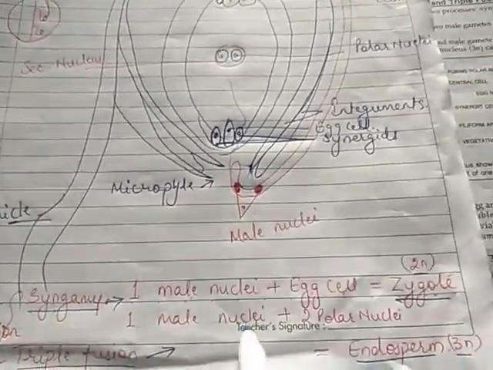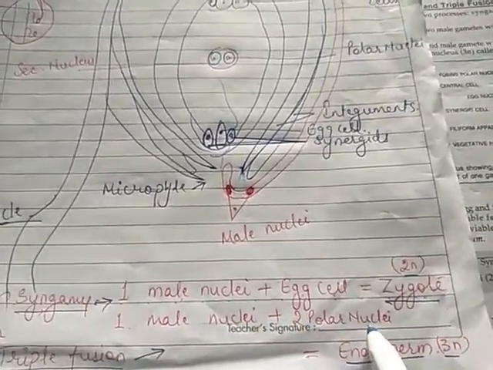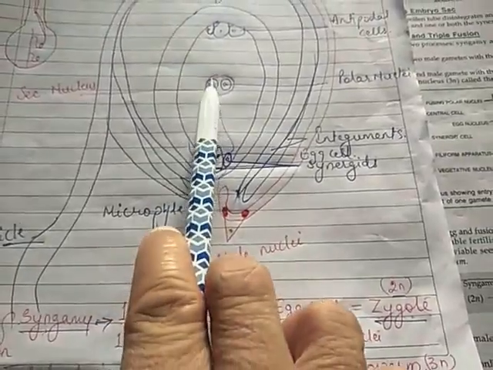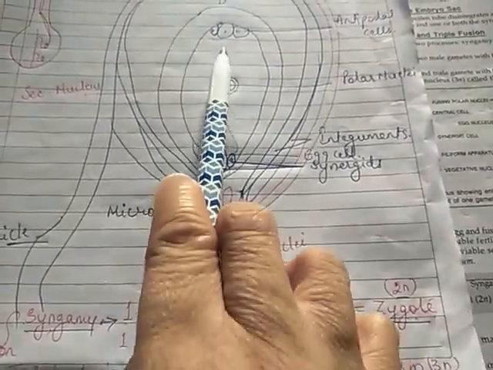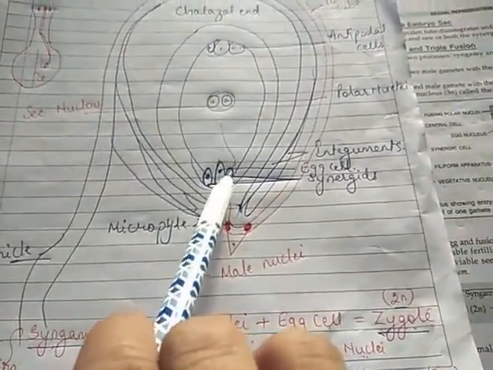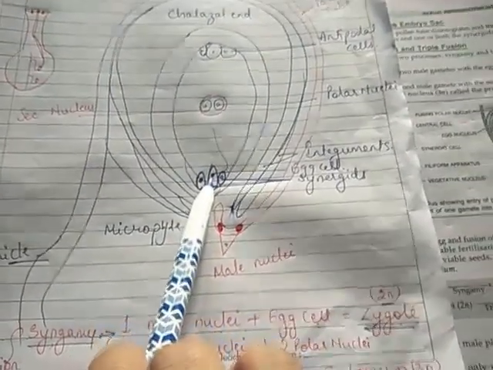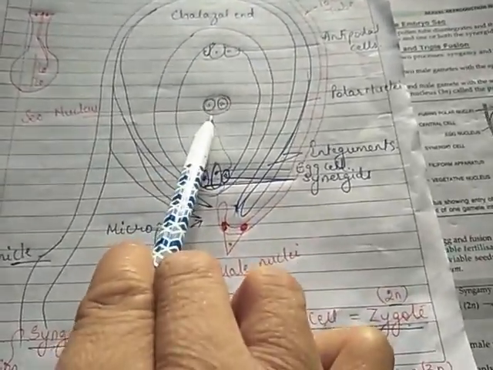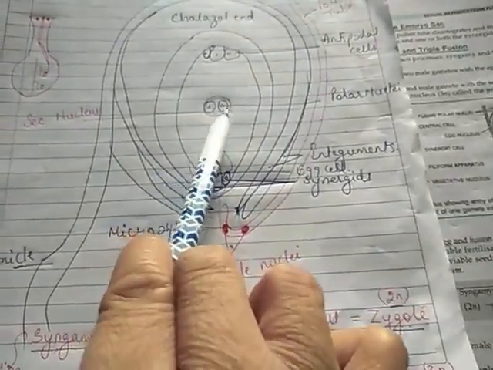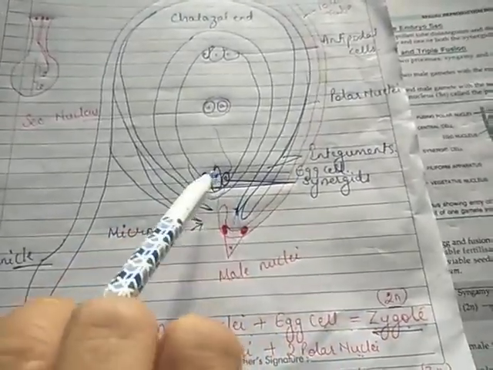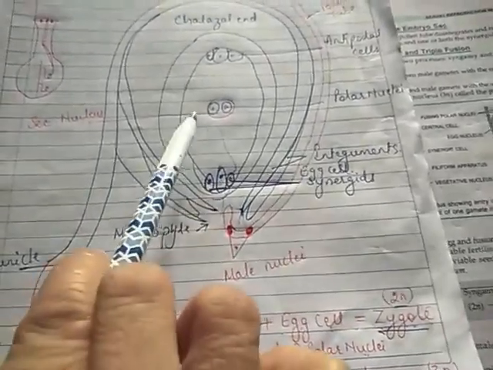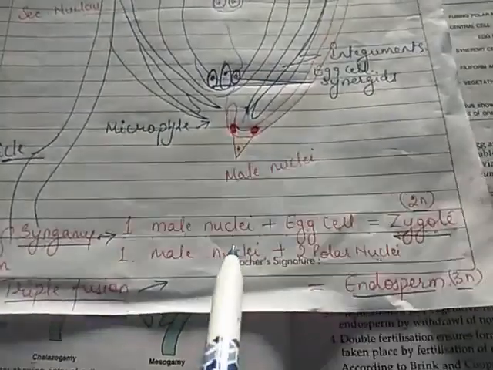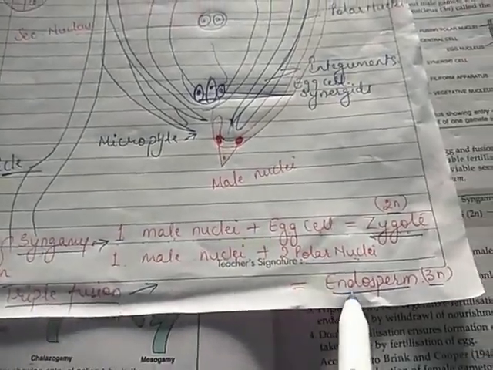And another male nucleus plus 2 polar nuclei. Why am I calling them polar nuclei? Because these polar nuclei have come from the poles. At the time of development of the embryo sac, these were present at the poles and have migrated into the center. So as soon as fertilization takes place here, they combine to form a secondary nucleus, and they will later on combine with the male nucleus to form endosperm.